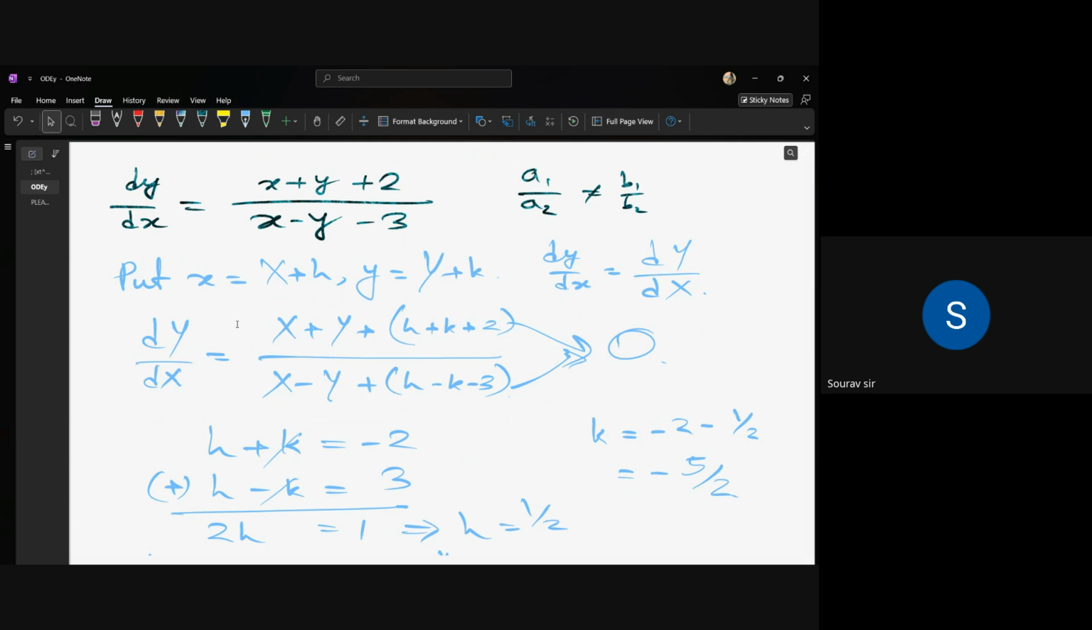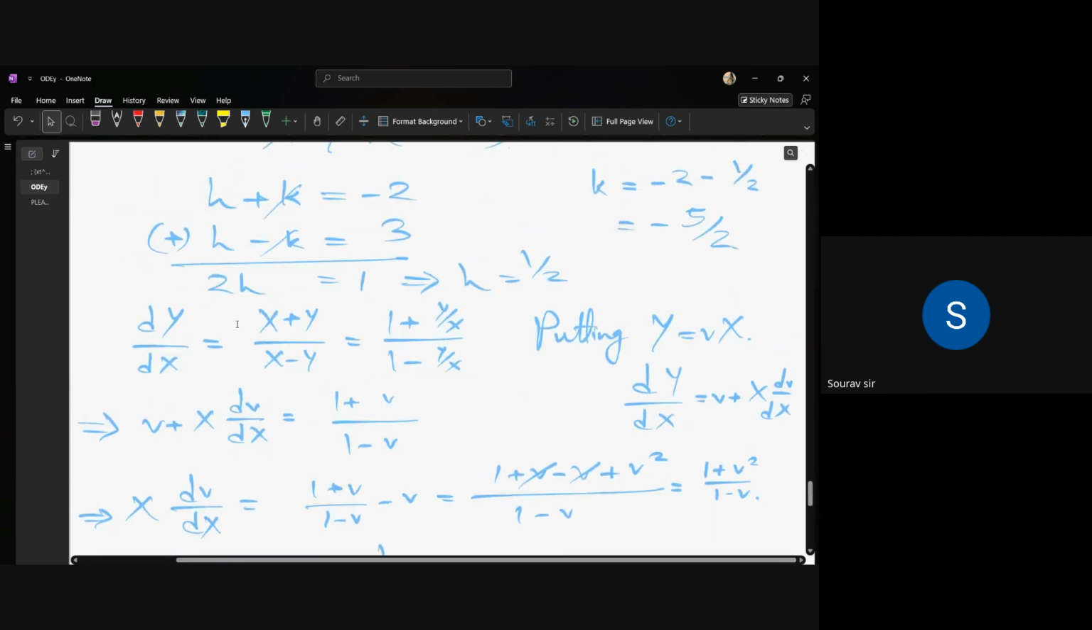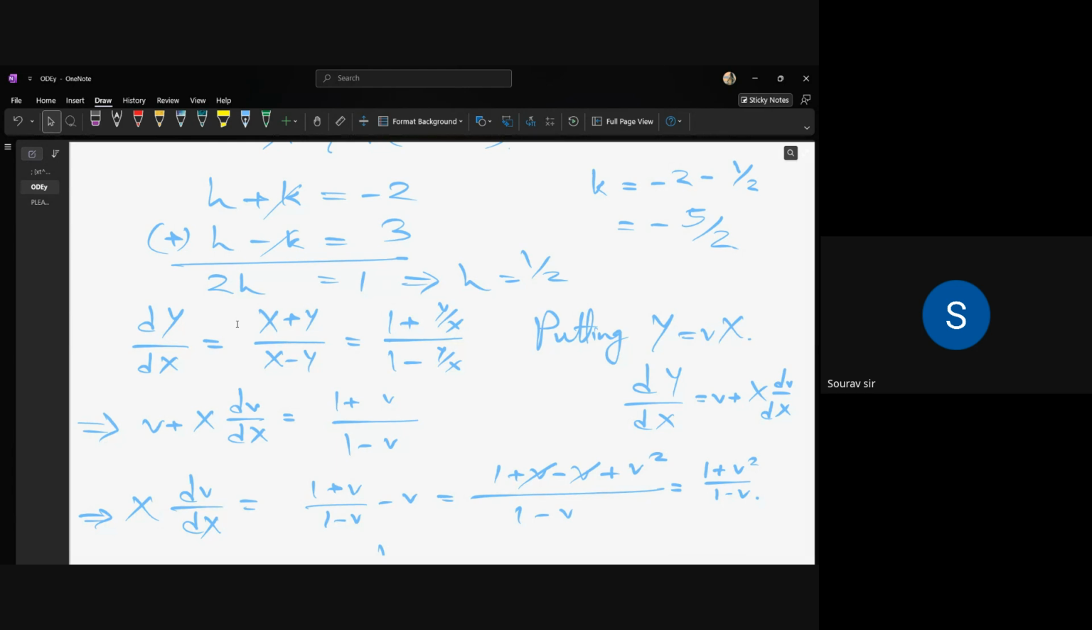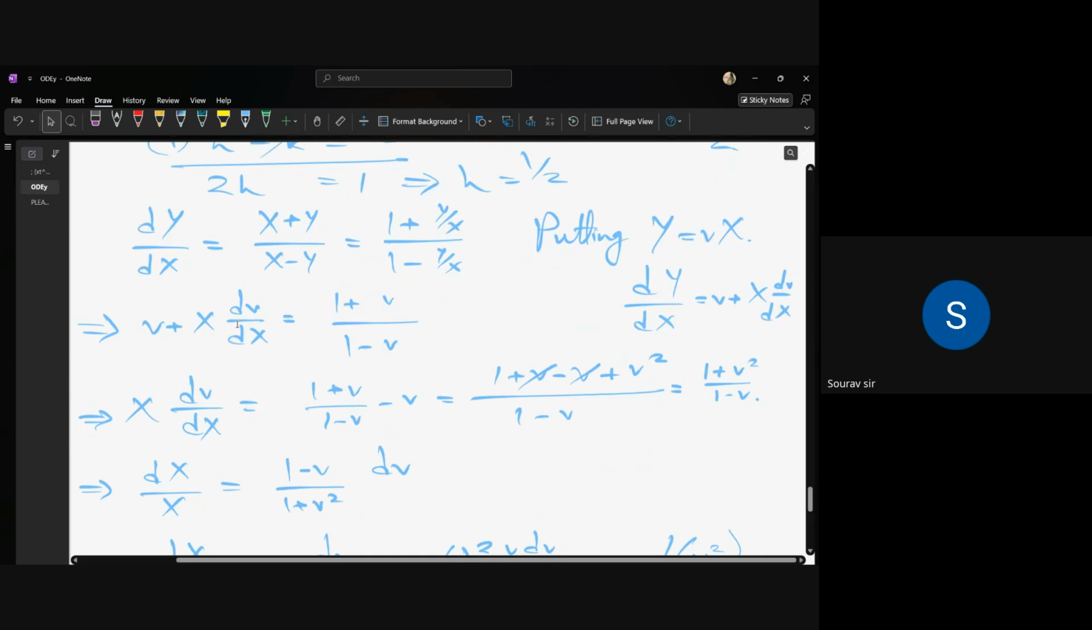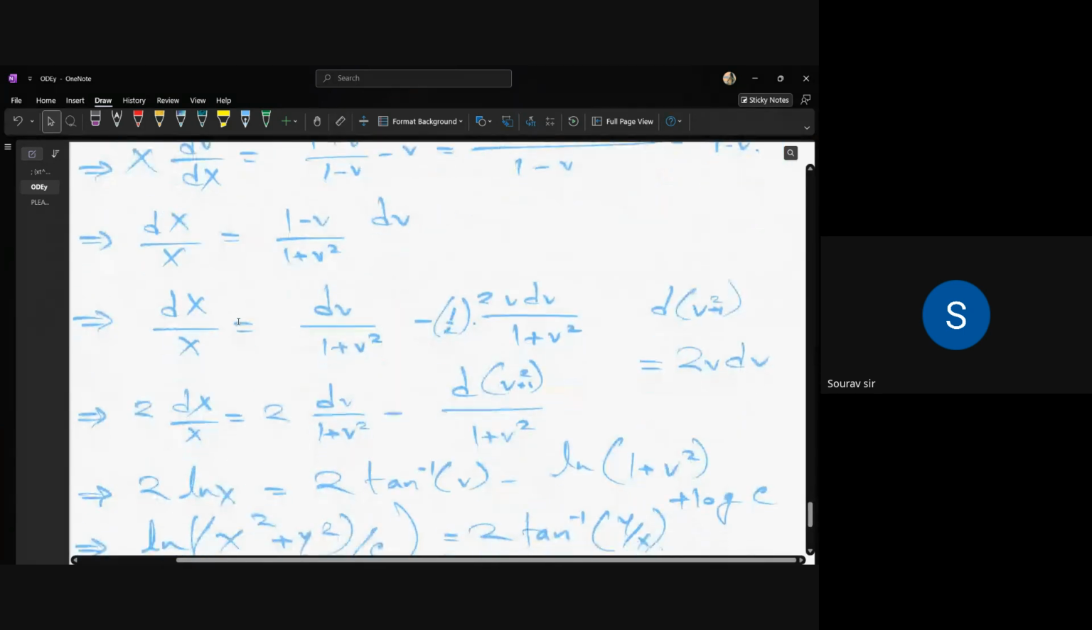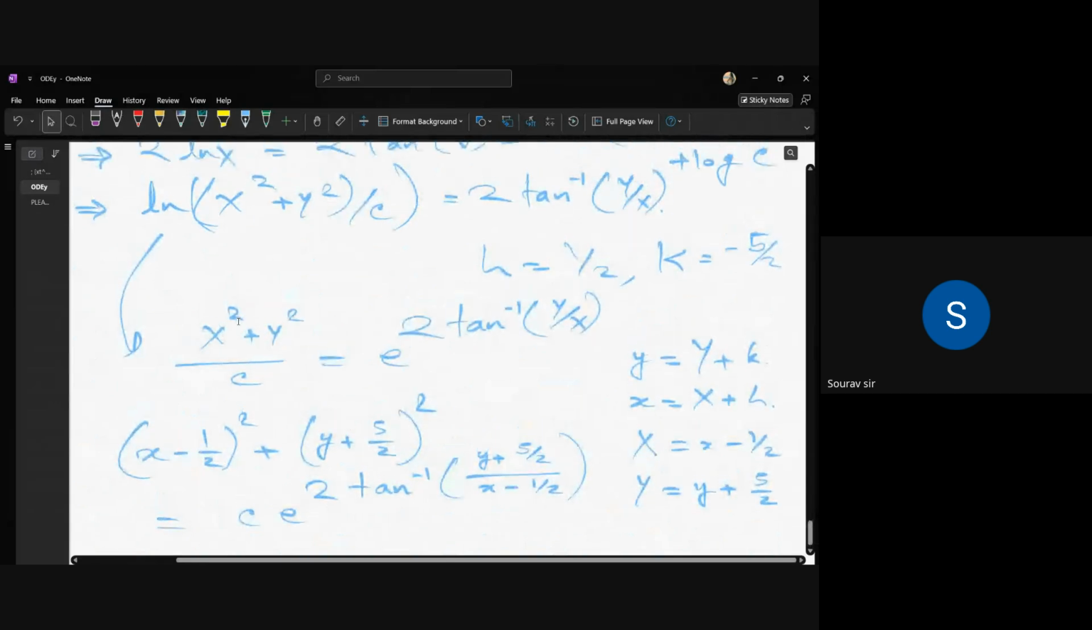As we are solving the simultaneous linear equations, after solving this we will get some values of h and k. Then as we know that the constant part is 0, our dy by dx is the homogeneous equation. Then we just put y equals to vx, and after that we just calculated some differential equation stuff. So then finally we will reach this part, and then we are again substituting the values of h and k, and we are getting the result.